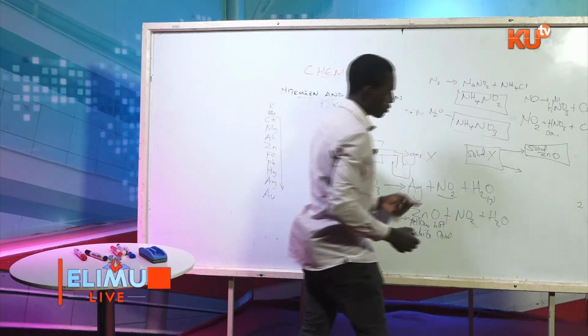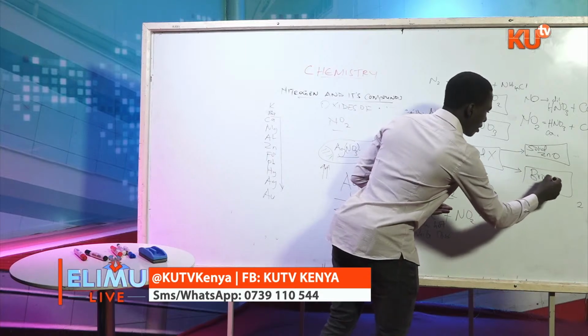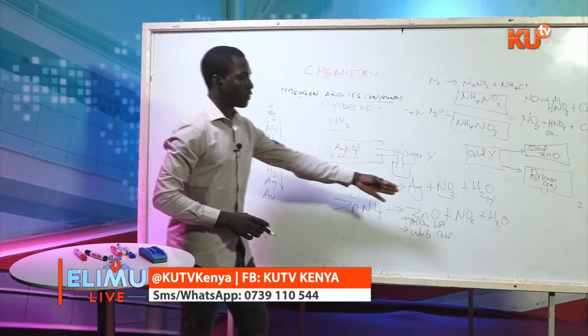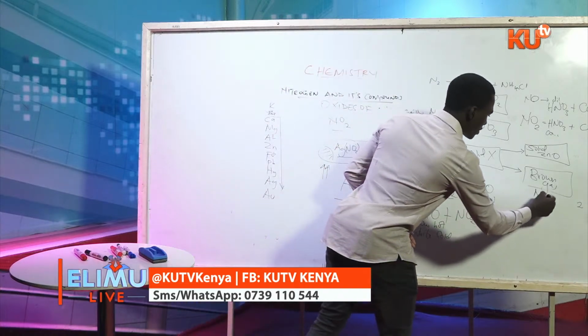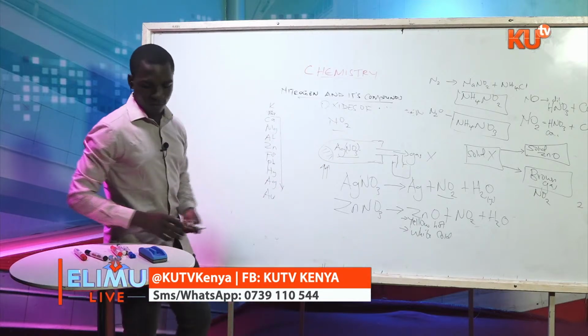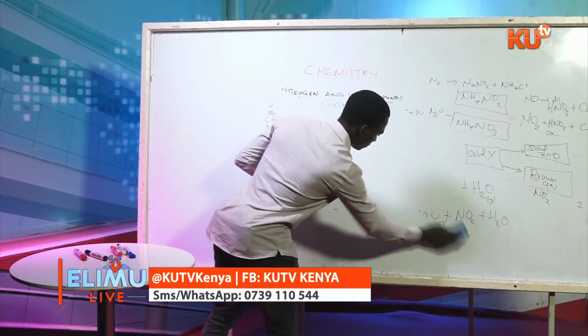And also this solid, under heating, also obtains a brown gas. We have a brown gas here. Then it means that the brown gas is what? Nitrogen 4 oxide gas. So if someone asks you now, give the identity of solid X. Let me just write the equation again.